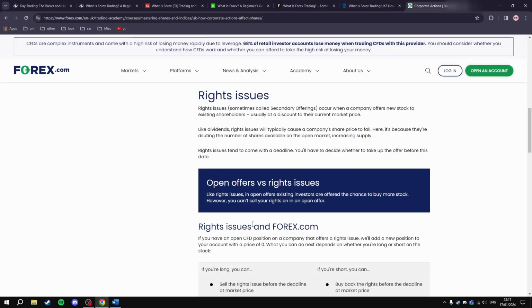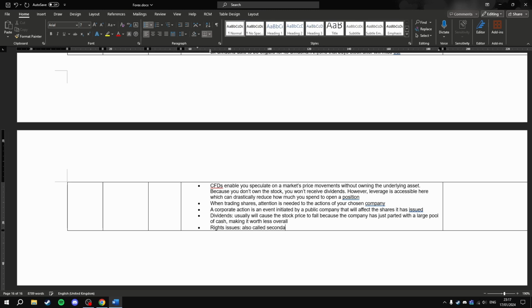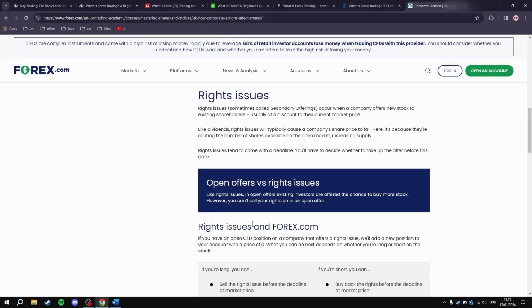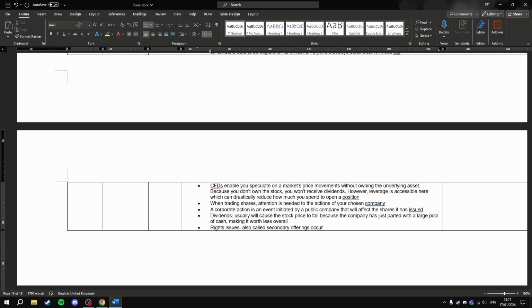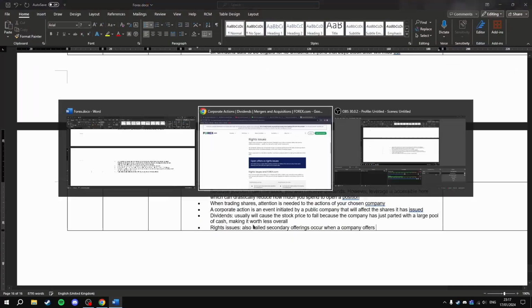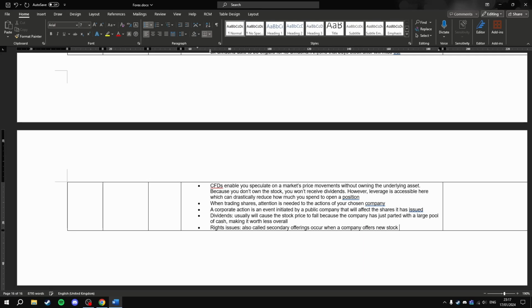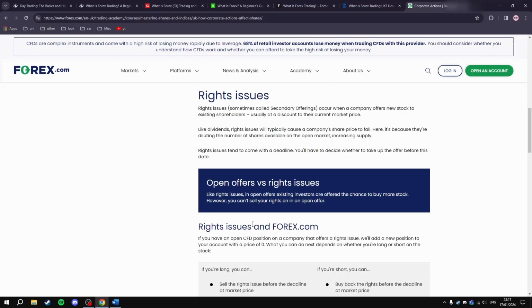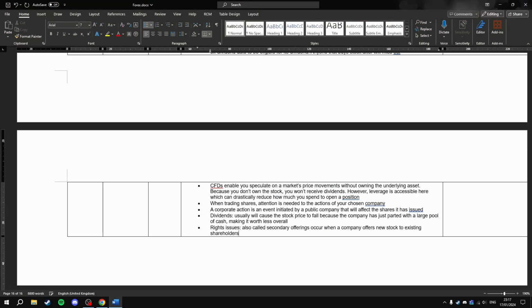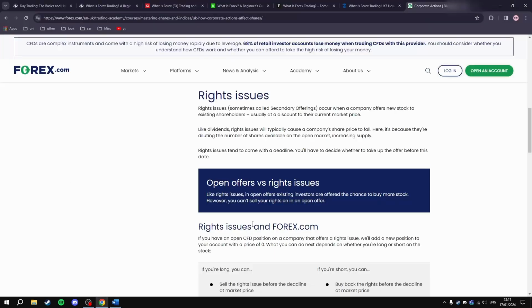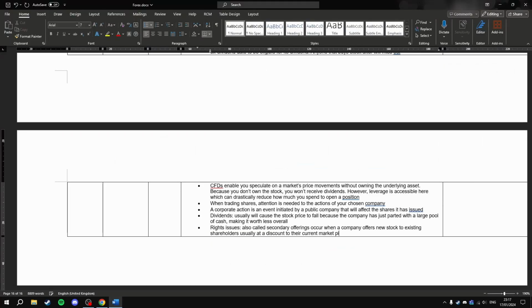Also called secondary offerings, they occur when a company offers new stock to existing shareholders, usually at a discount to their current market price.